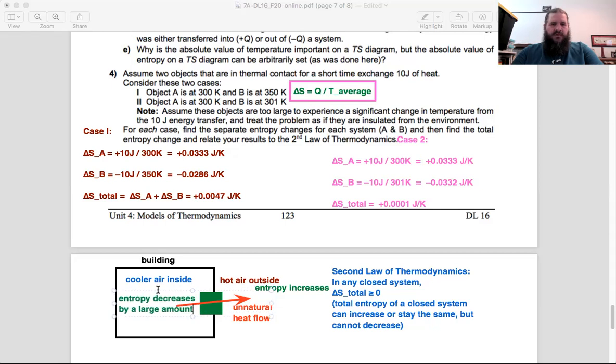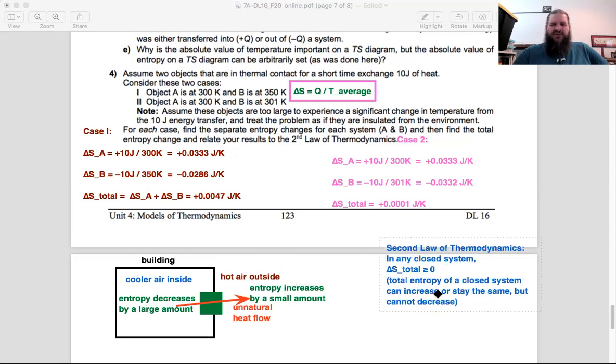Meanwhile, in the hot air outside, you've got the same amount of heat, but you're dividing it by a higher temperature. So what does that tell you about the result? It would be lower. Right, you get a smaller amount of entropy change. So the building is decreasing its entropy by a lot. The air outside is increasing its entropy by only a small amount.